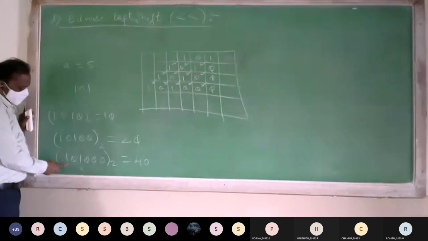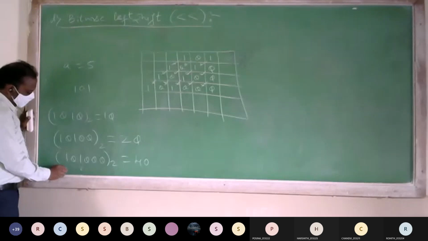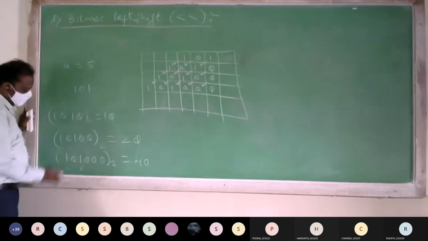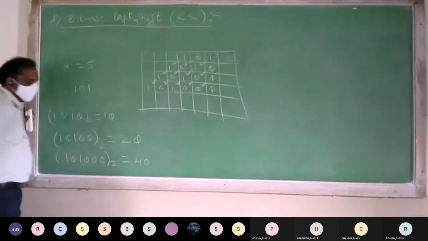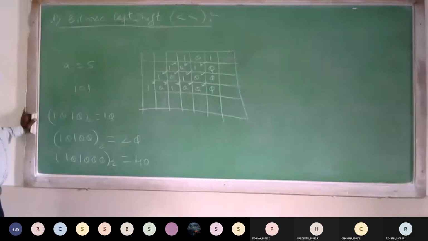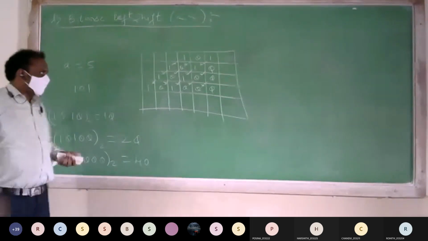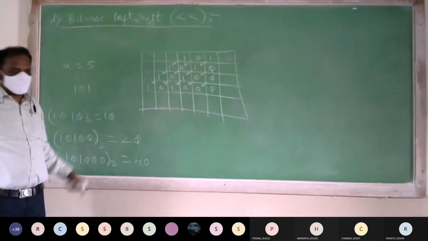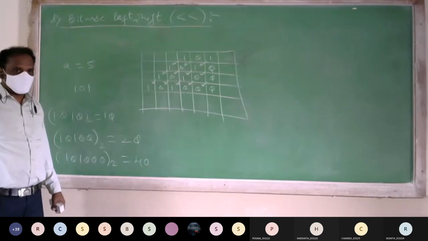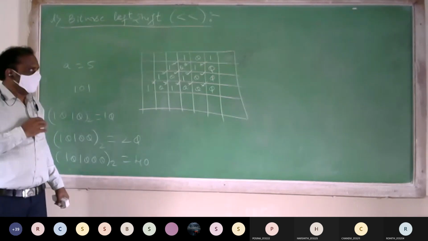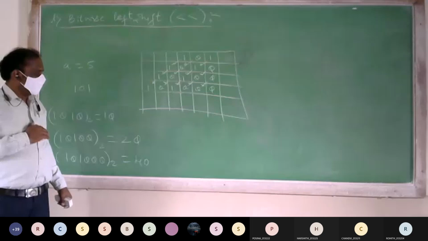2 power 4, 2 power 5. 2 power 5 means 32. 32 plus 8 means 40. So you are getting 40. Now, if I shift 4 times, then what will be the result? Can anybody tell? 80.